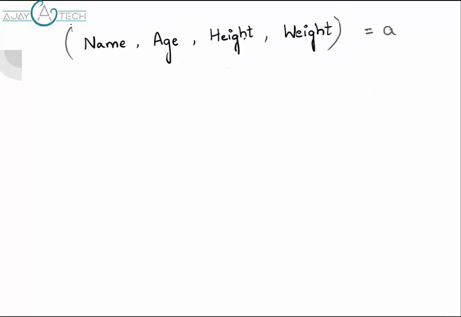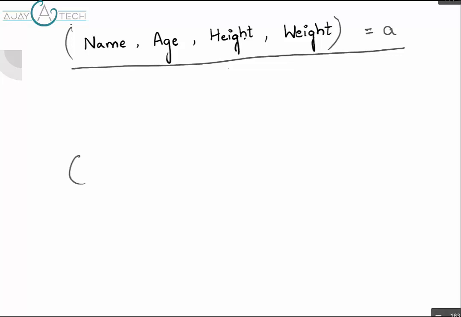So here I have defined 4 variables: name, age, height and weight. These variables in a tuple have been assigned to A. This assignment statement is equivalent to 4 assignment statements. When we do this assignment, Python is going to unpack the values in the tuple A and then assign the values to the variables defined to the left of the equal to sign.